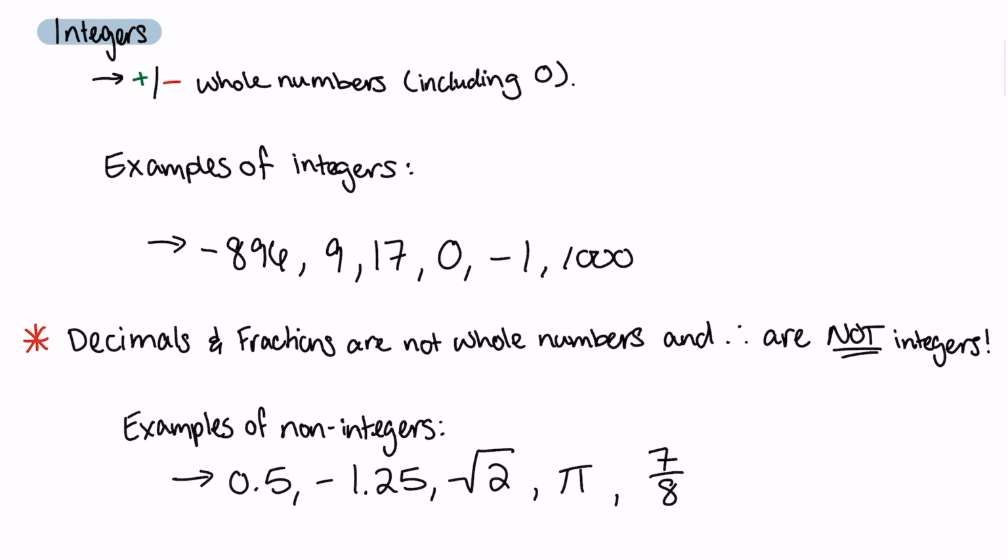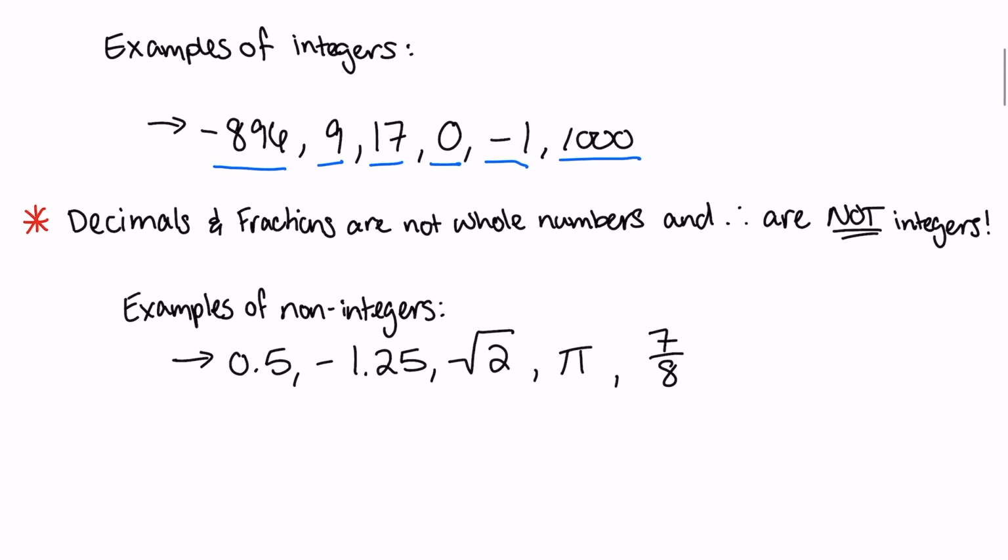So some examples of integers are negative 896, positive 9, positive 17, 0, which is our neutral whole number, -1, and 1000. So notice how all these numbers are either positive, negative, or neutral, and they're all whole numbers. So no decimals or fractions. Which brings me to this point: decimals and fractions are not whole numbers and therefore are not integers.